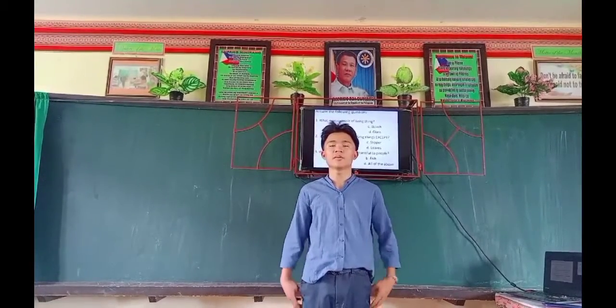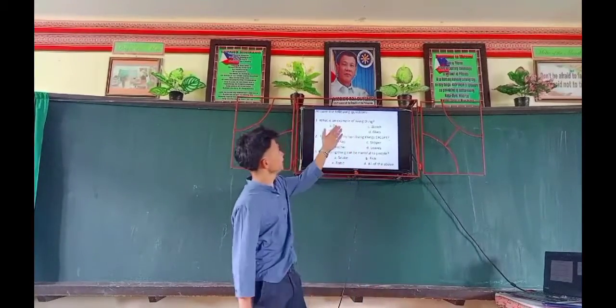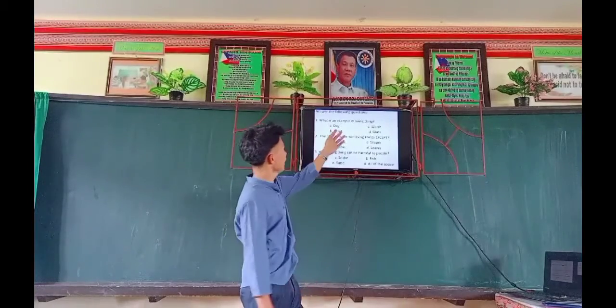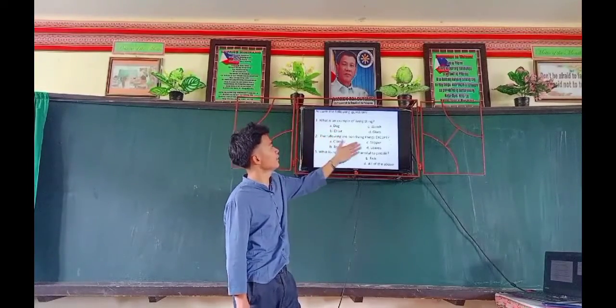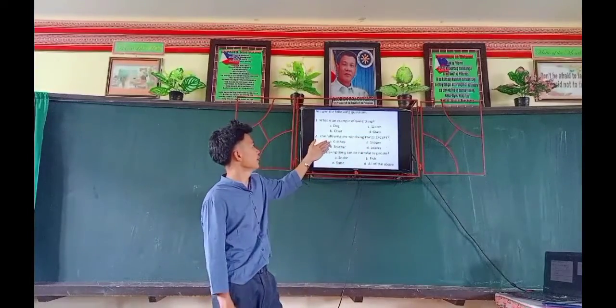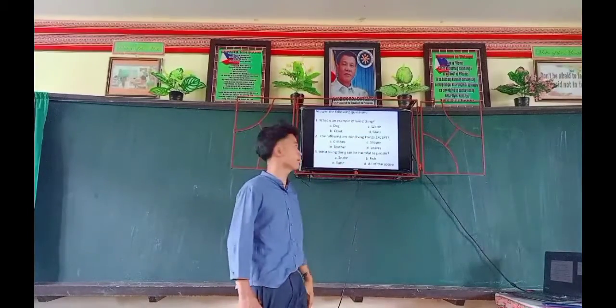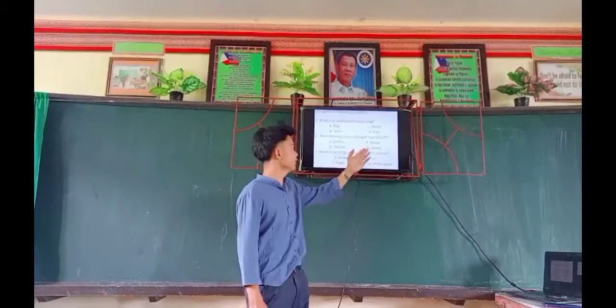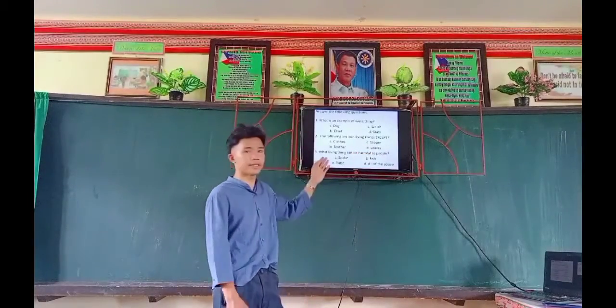And for your evaluation, answer the following questions. Number 1, what is an example of a living thing? A. Dog. B. Chair. C. Watch. D. Glass. Number 2, the following are non-living things except: A. Clothes. B. Teacher. C. Sleeper. D. Leaves.